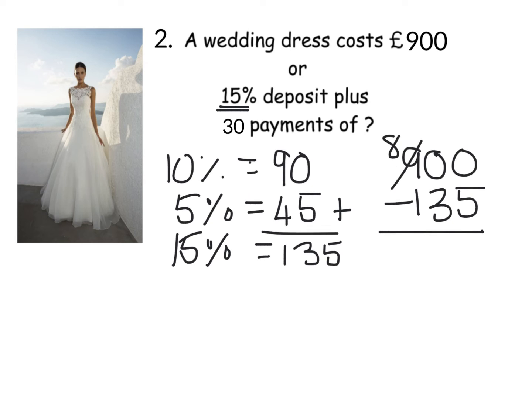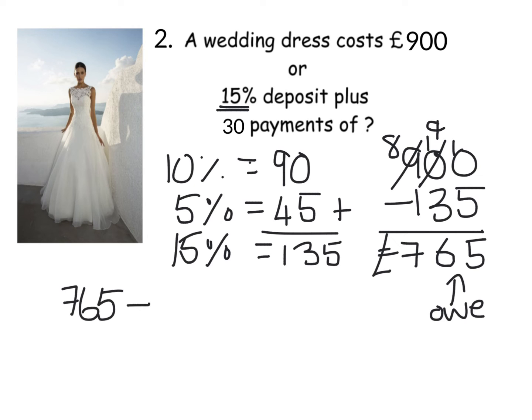If I then take that off, so if I do 900 take away £135, I'll do it like a good old-fashioned sum, make that 10, make that 9, and make that 10. So 10 take away 5 would be 5, 9 take away 3 would be 6, and 8 take away 1 would be 7. So I've got £765, that's what I owe still. So that's what I've still to pay, and I'm going to pay that over 30 equal payments.